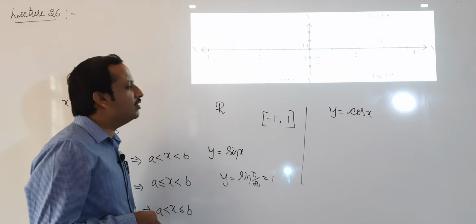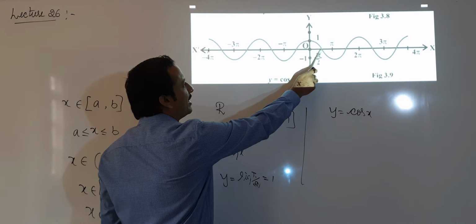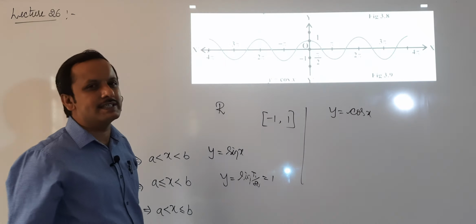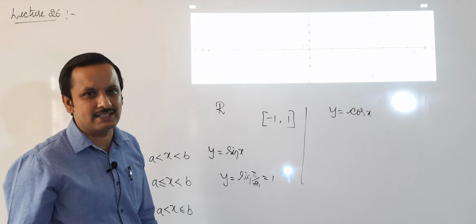Okay. Another thing you observe, from 0 to pi by 2, the graph of cos x lies above the x-axis.